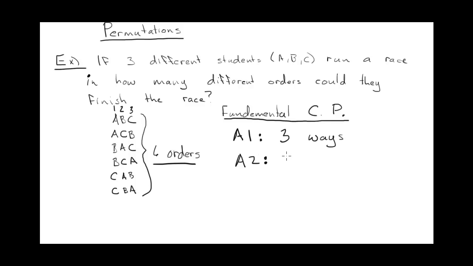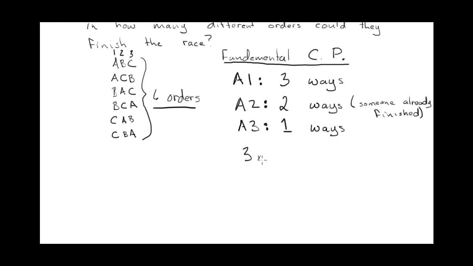And a lot of people will say 3 ways. The answer is not 3, the answer is 2 ways. Why is it only 2? Someone's already finished first. So there's only 2 people left. Okay, so that first person that crossed the finish line, I don't know which one it was, can't finish second now. In action 3, well, by the same logic, now there's only 1 person that could finish third. So there are 3 times 2 times 1 equals 6 orders.